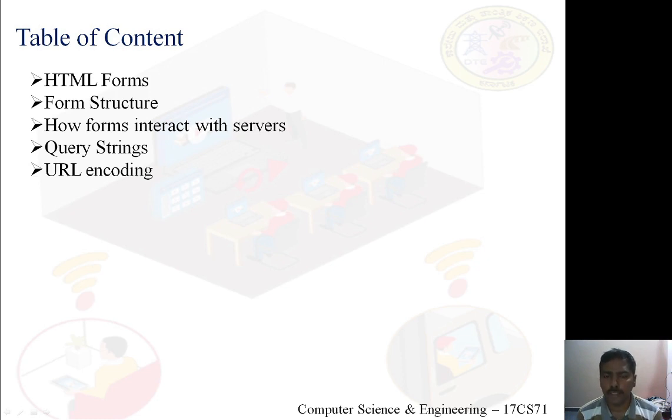URL encoding means a URL might contain some characters other than ASCII, what we call unsafe ASCII characters. Those characters need to be converted into valid ASCII values. So how those unsafe ASCII characters will be converted to valid ASCII values, we will discuss here. Now let me come to the introduction to HTML forms.